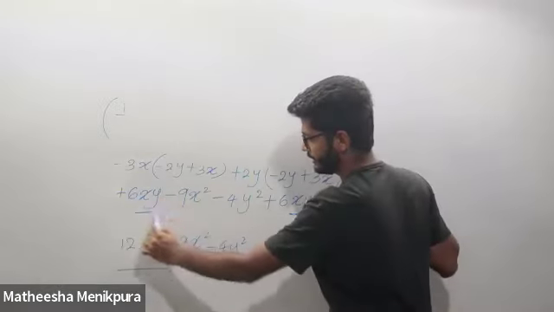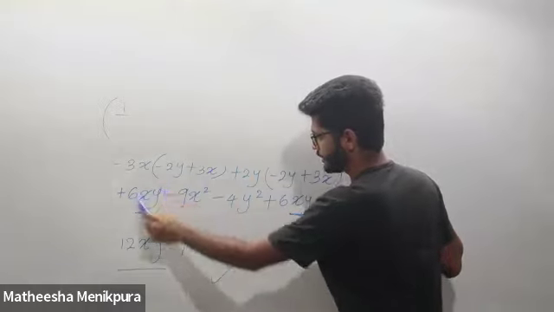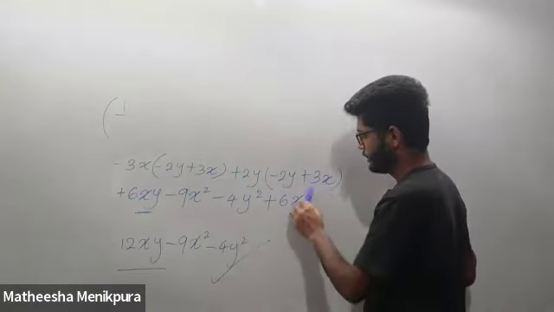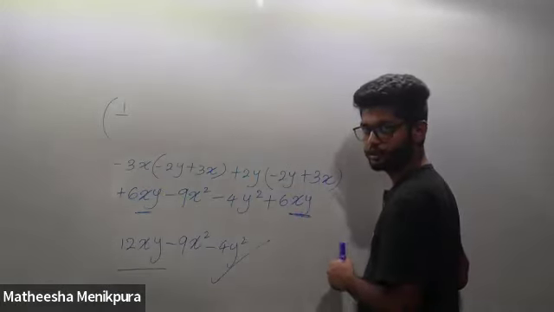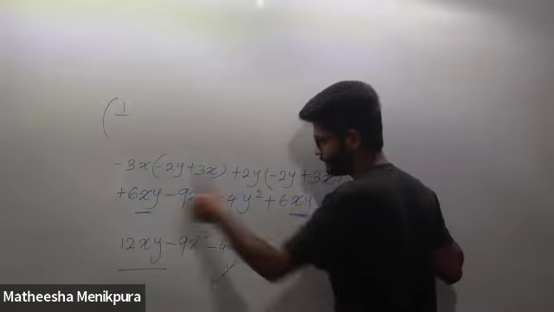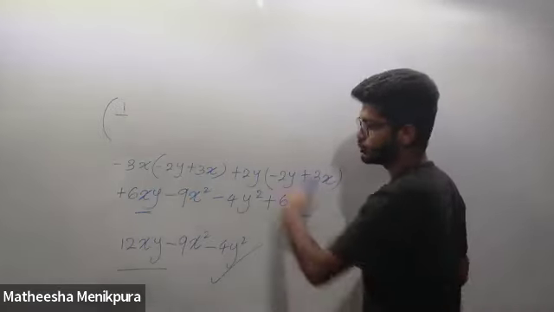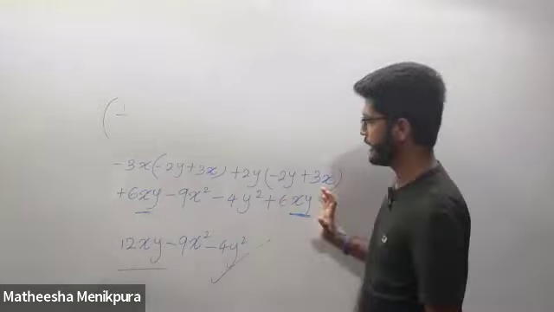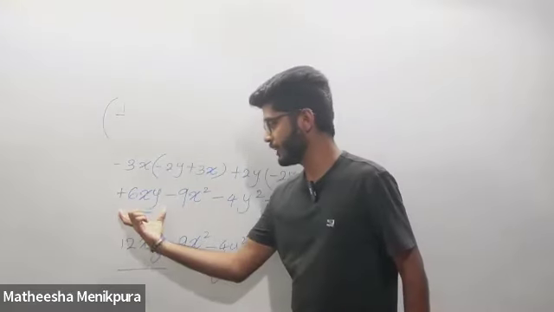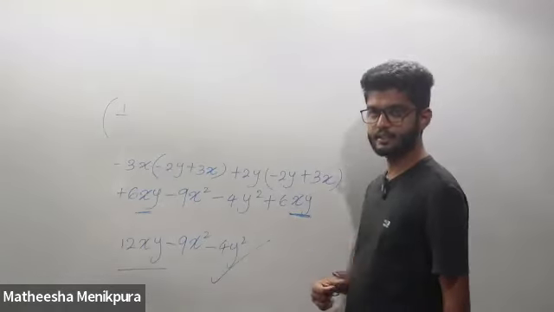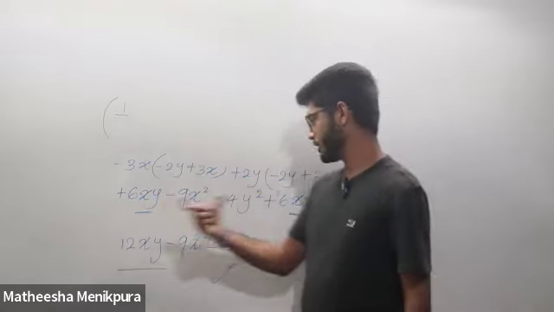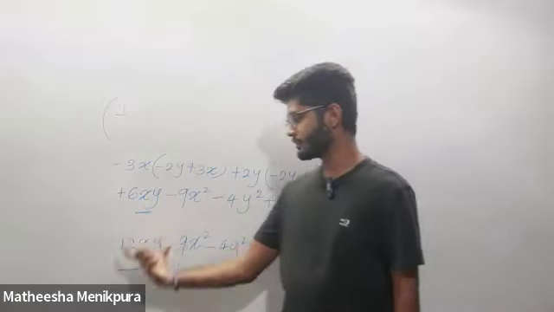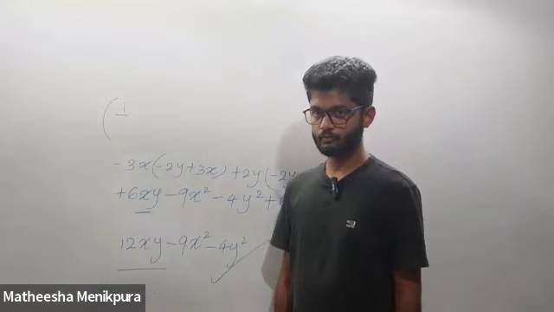So we know here xy part is here, one xy part is there. Here also we have an xy term. So this one and this one are like terms. These two are like terms. So we can add those two. Here we have 6xy, here we have 6xy. 6xy plus 6xy, answer is 12xy.